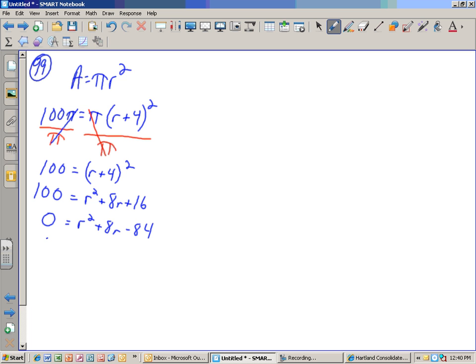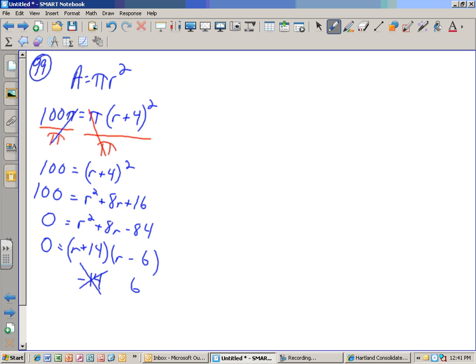And factor. We have r, and we have 14 and 6. We need a positive 14 and a negative 6. My solutions are a negative 14 and a positive 6, but the radius cannot equal a negative number, so we have an extraneous solution. And so the radius is 6, and that's what we're looking for. So the radius is 6 centimeters.